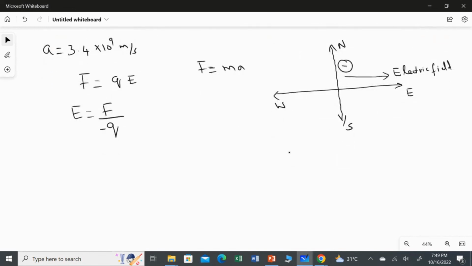So in the place of F, I'm going to substitute the mass of the electron multiplied by the acceleration of the electron. So E equals m multiplied by a over minus q. So here minus q indicates the electron. Electron has the negative value. And we know the mass of the electron, it's a constant, which is 9.1 multiplied by 10 to the power of minus 31 kilogram. And the charge value is 1.6 multiplied by 10 to the power of minus 19.